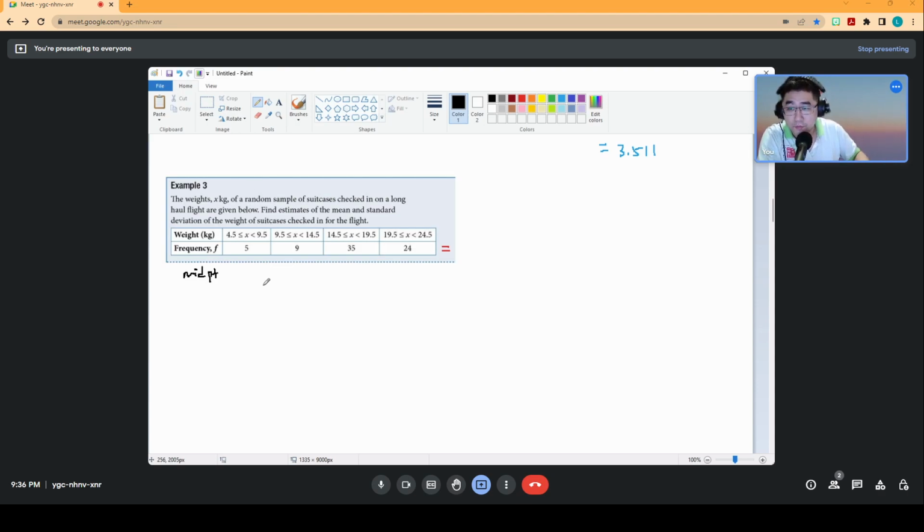I have a 7. Okay, and then I have a 9.5 plus 14.5 divided by 2. I have a 12. Then I have a 14.5 plus 19.5 divided by 2. I have a 17. And I also have 19.5 plus 24.5 divided by 2. I have a 22. Okay, then I also check on the total frequency of 5, 9, 35, 24.